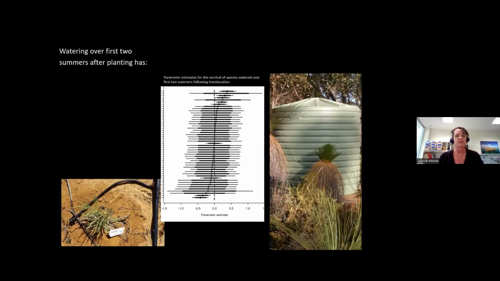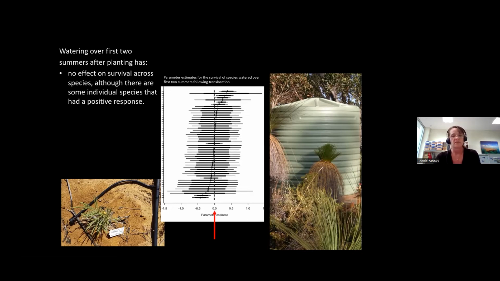Watering over the first 2 summers following planting had a positive effect on survival for some of the 53 species, but not for others, but overall the effect was negligible. However, I haven't shown the results here for growth and reproduction, but it did have a consistently positive impact on growth and reproduction for all of the species. So pretty much the reverse of what we found for fencing.